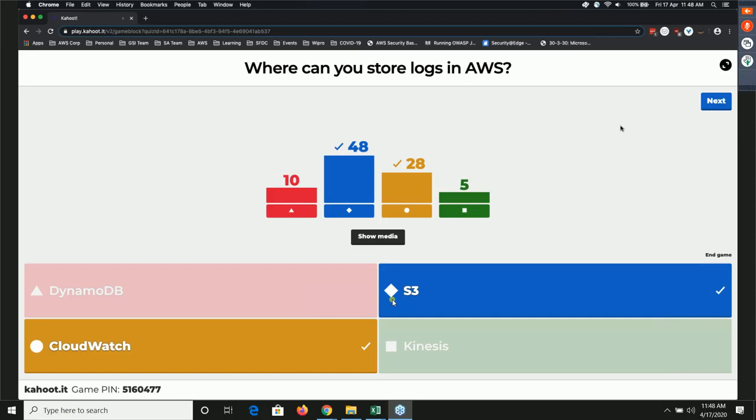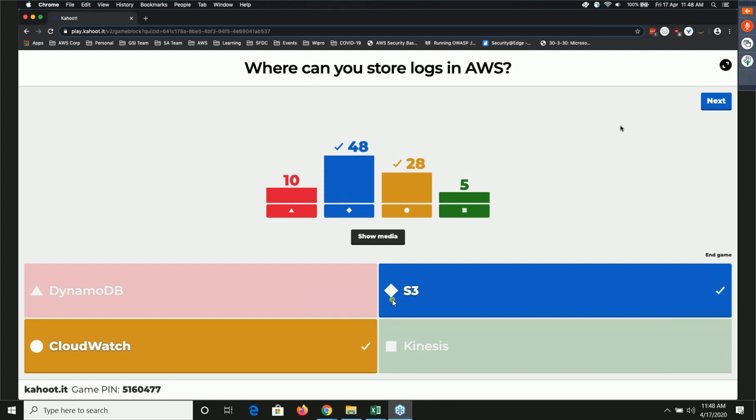yes, you can technically store logs in DynamoDB. But that's not what you really want to use it for. You can store anything in DynamoDB, right? Same thing with Kinesis. Kinesis is more of a messaging platform. You may push logs onto it if you want to process or analyze them, but it is not a persistent store.